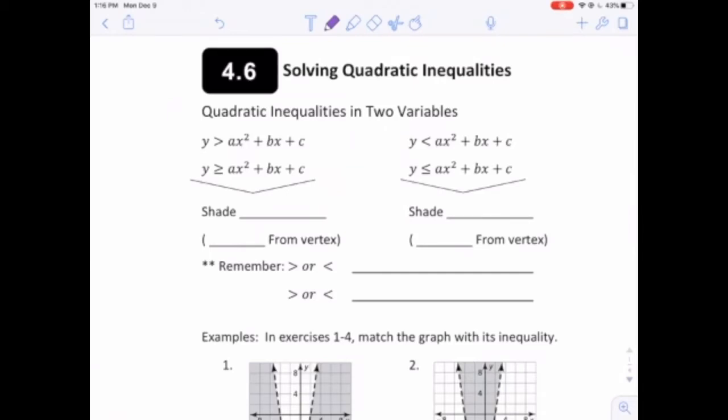Hey guys, today we're going to be going over lesson 4.6, which is solving quadratic inequalities. So in order to solve quadratic inequalities in two variables, in other words, we have an x and a y, these are the things we want to look at.